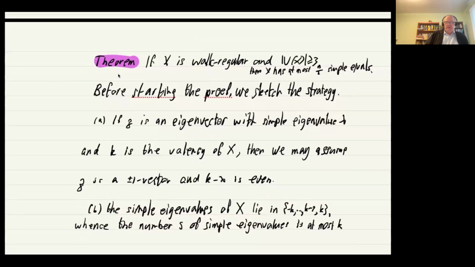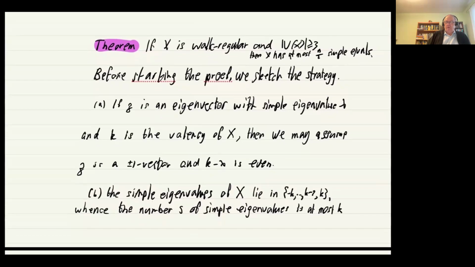Now, the proof in a certain sense doesn't use anything complicated, but the details are a little tricky, which is probably bad news. So the strategy: first we will show that if Z is an eigenvector with simple eigenvalue lambda and K is the valency of X, then you may assume that Z is a plus minus 1 vector and that K minus lambda is even.